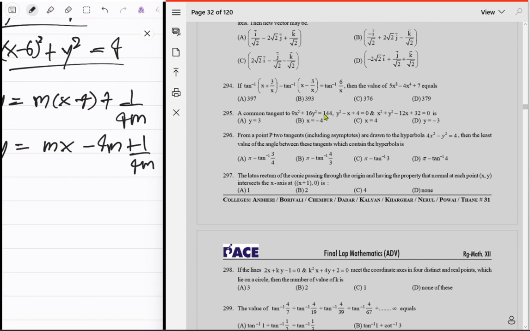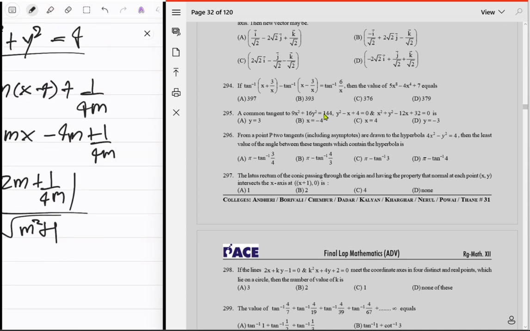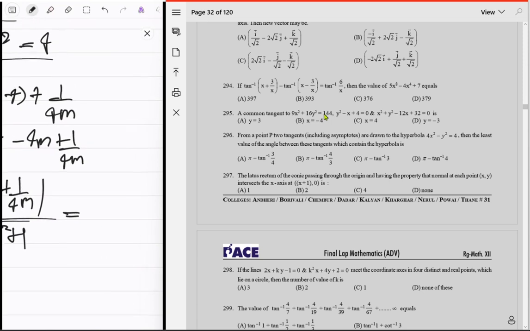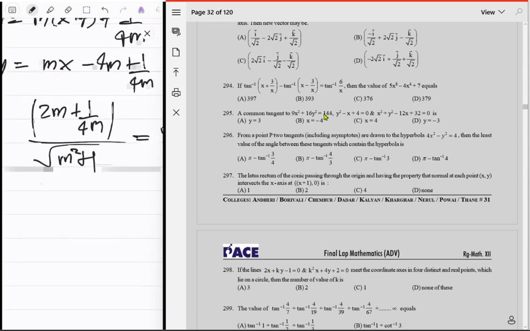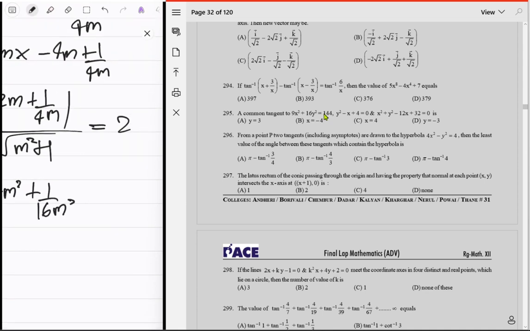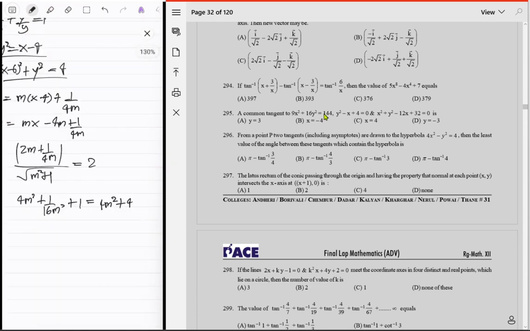What do you get? Just get 6m as well, like okay, 2m plus 1 upon 4m upon square root of m square plus 1 mod, of course, and all of that is equal to the radius, which is just 2, right? Well, yeah, so basically it's a square cut out. What you get is like 4m squared plus 1 upon 16m squared plus 1 is equal to 4m squared plus 4. So ये तो मर गया.